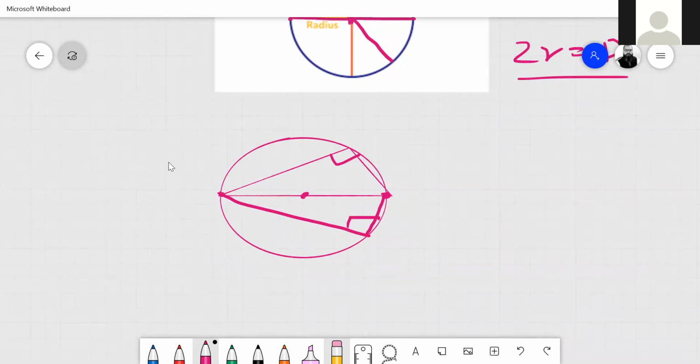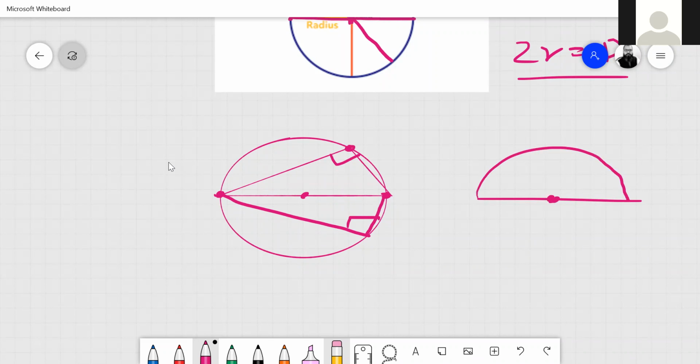Every angle at the circumference of the semicircle, this boundary is the circumference, that is subtended by the diameter of the semicircle. Subtended by means attached by. The diameter of the semicircle is a straight line. There are basically two diagrams that come together.